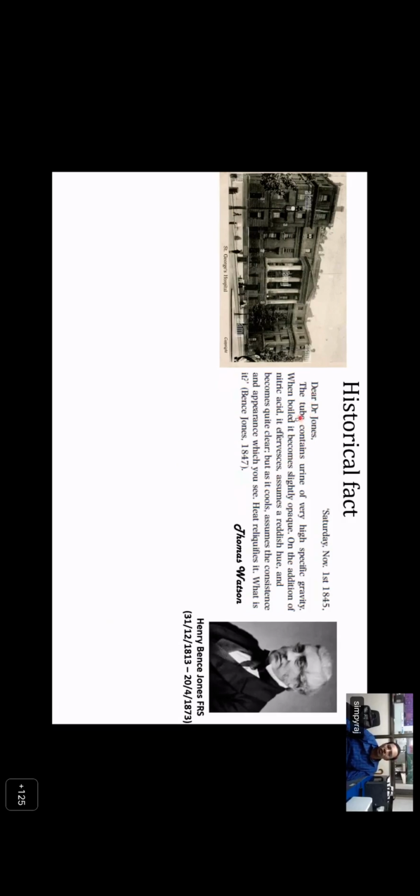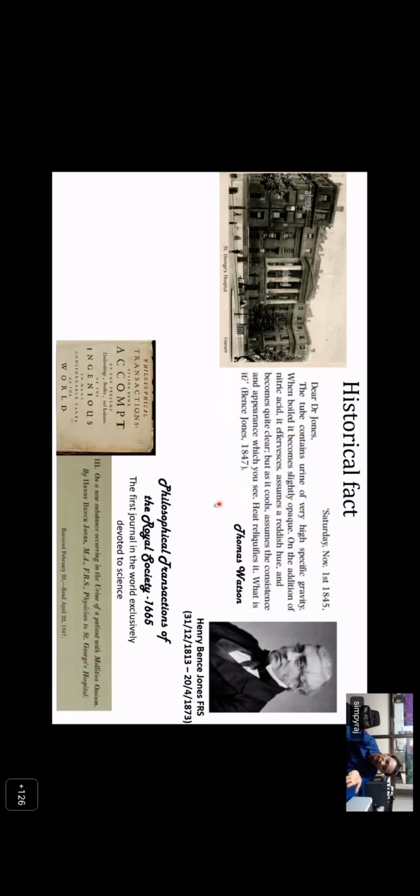Dear Dr. Jones, the tube contains urine of very high specific gravity. When boiled, it becomes slightly opaque. On addition of nitric acid, it effervesces, then assumes a reddish hue and becomes quite clear. But as it cools, it assumes again the consistence and appearance which you see. Heat re-liquefies it. What is it? Okay, so then Dr. Henry Bence-Jones studied it, and finally came up with this protein called Bence-Jones protein.